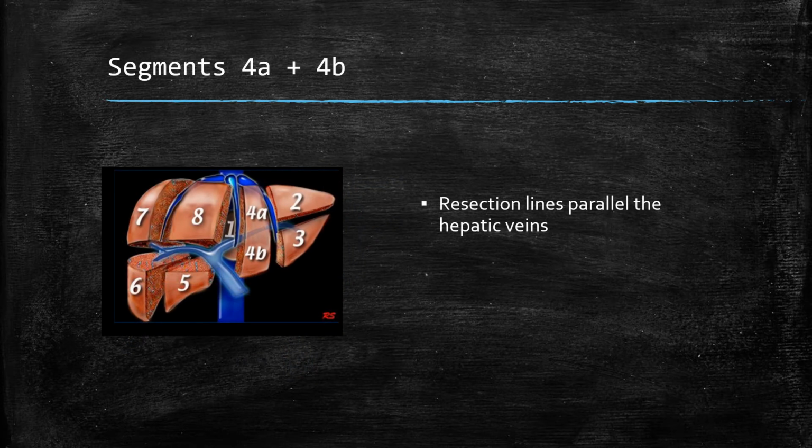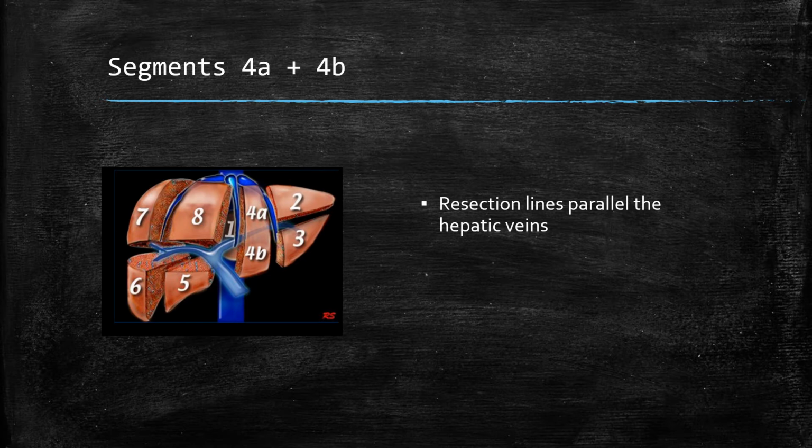In the original Couinaud classification, the left medial sector was not subdivided, and so it was called segment 4. Bismuth altered this. He wanted to be more consistent with the rest of the nomenclature, so segment 4 is now often split up into 4A and 4B. 4A and 4B certainly fulfill the Couinaud requirements to be a segment. Each of these has their own independent hepatic artery, portal vein, and bile duct, as well as hepatic vein drainage.